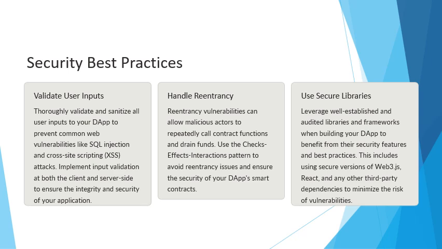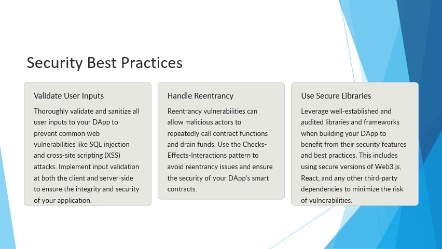Here are some very good security practices. We can thoroughly validate and sanitize all user inputs to our DApp to prevent common web vulnerabilities like SQL injection and cross-site scripting attacks. We also can handle reentrancy attacks. Reentrancy vulnerabilities can allow malicious actors to repeatedly call contract functions and drain funds. We can use the checks-effects-interactions pattern to avoid reentrancy issues and ensure the security of our DApp smart contracts.